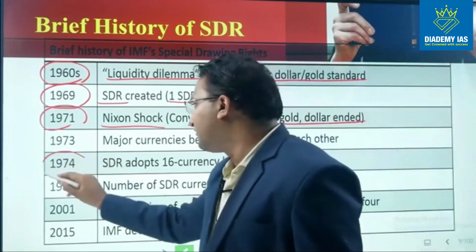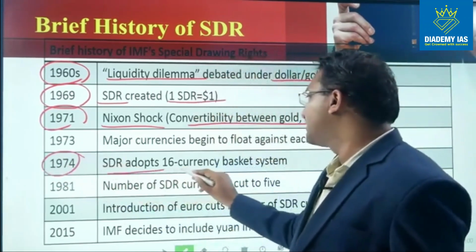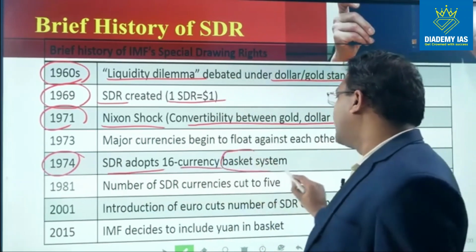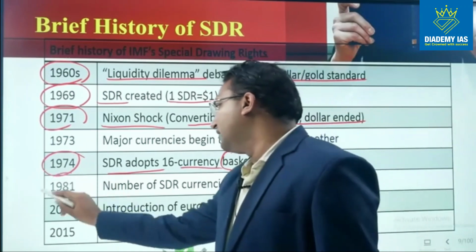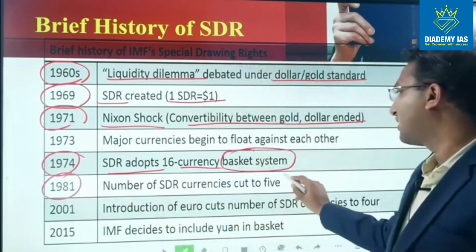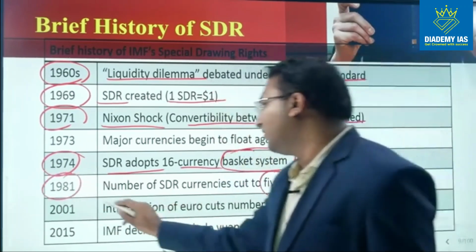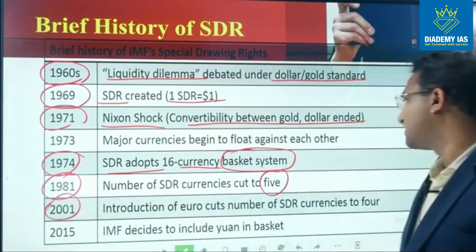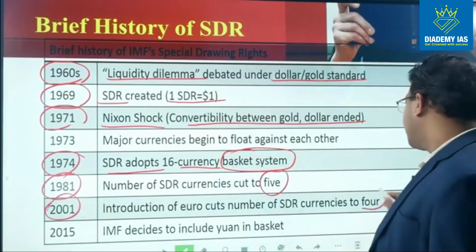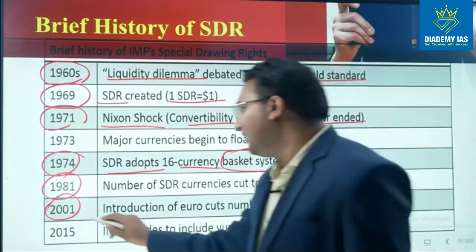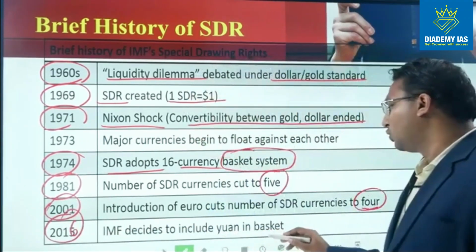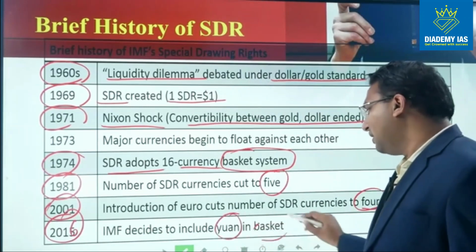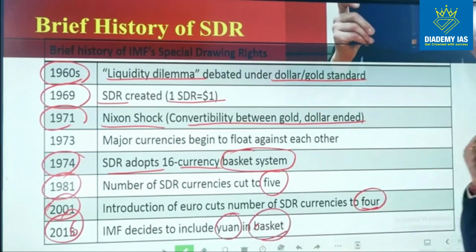In 1974, the SDR adopted a 16 currency basket system. So I told you we are under the basket system. In 1981, the number of SDR currencies was cut to 5. In 2001, with the introduction of the euro, the number of SDR currencies was reduced to 4. And finally in 2016, the IMF decided to include the yuan in the basket of currencies. So the Chinese yuan was introduced.